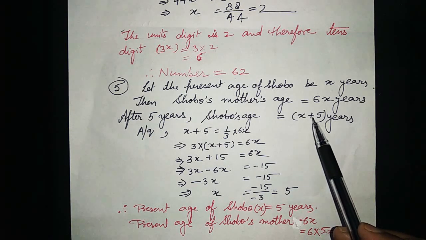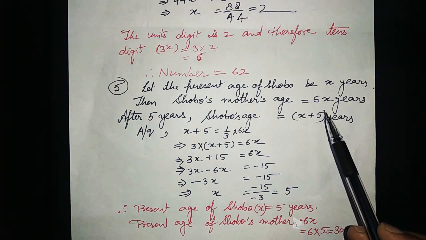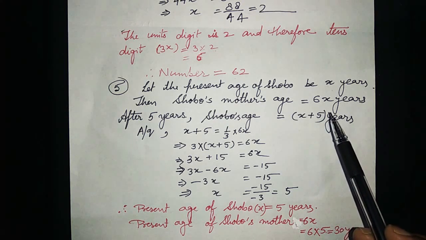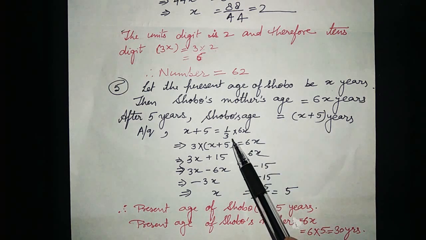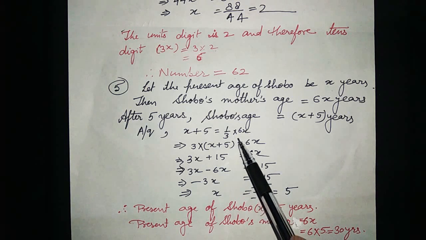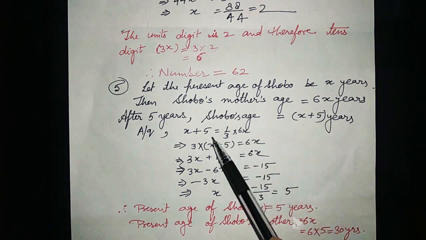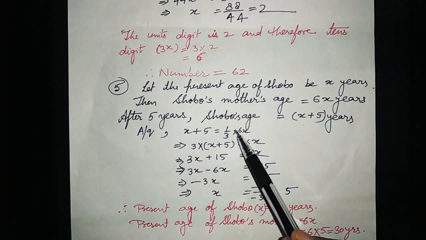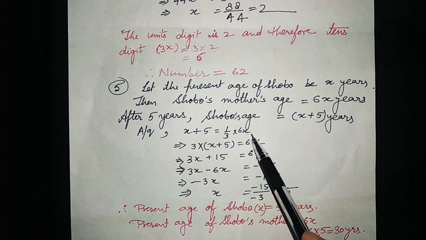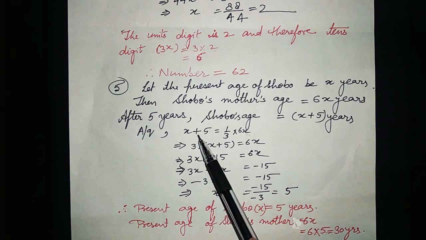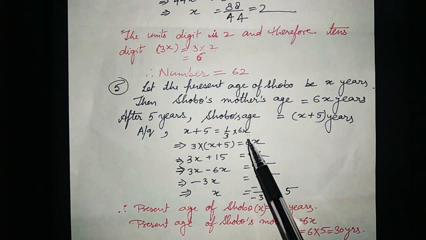Now see the question once again. Shoboz's age 5 years from now will be 1/3 of his mother's present age. 1/3 of his mother's present age means, according to the question, x plus 5 is equal to 1/3 of 6x. Now your equation is x plus 5 is equal to 1/3 into 6x.